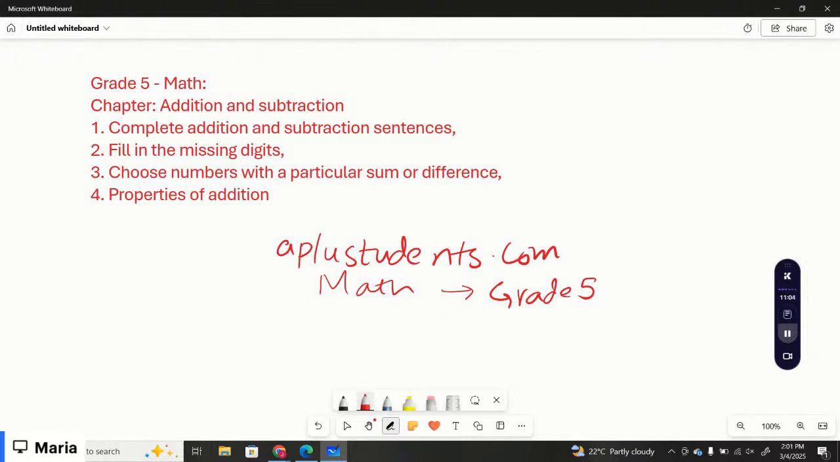We're going to start with the chapter addition and subtraction. The lessons we're going to cover today are complete addition and subtraction sentences, fill in the missing digits, choose numbers with a particular sum or difference, and properties of addition. Please make sure you have your notebook and pencil so that you can note down the important examples and definitions as well.